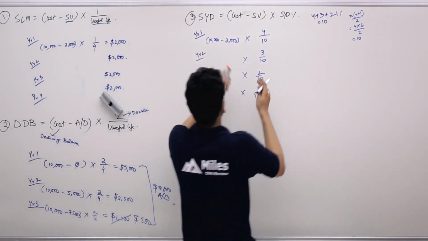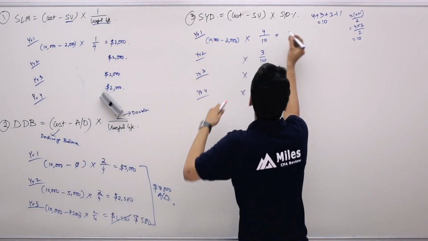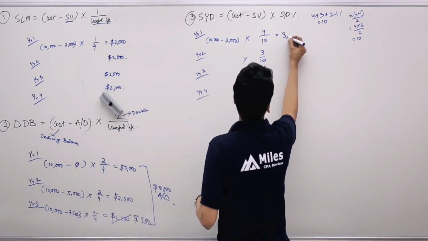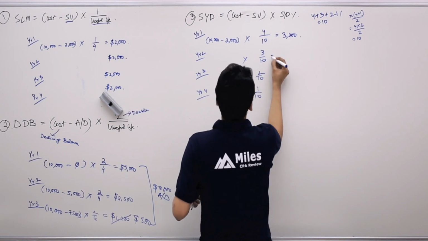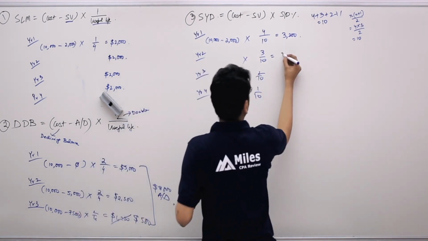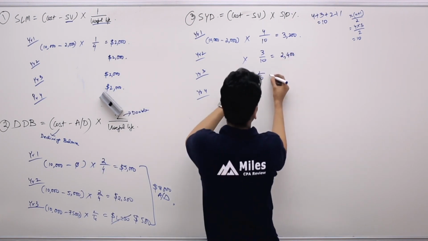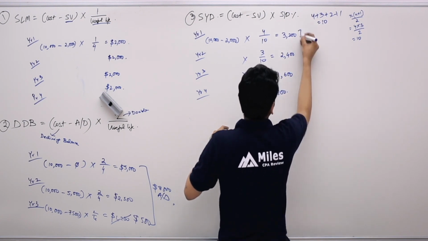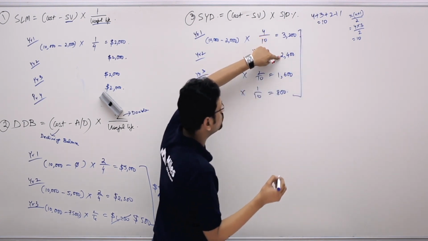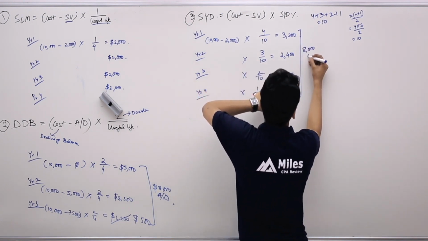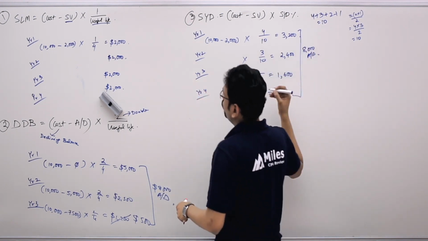Look at this. So $8,000 into 4 by 10. Now this gives you $3,200. Second year, $8,000 into 3 by 10. That gives you $2,400. $8,000 into 2 by 10 would give you $1,600. This would be $800. If you total this, 3,200 plus 2,400 plus 1,600 plus 800, that would give you $8,000 accumulated depreciation for 4 years.